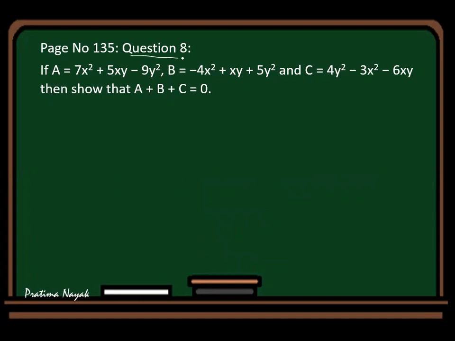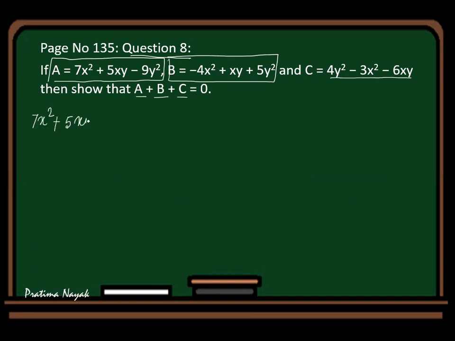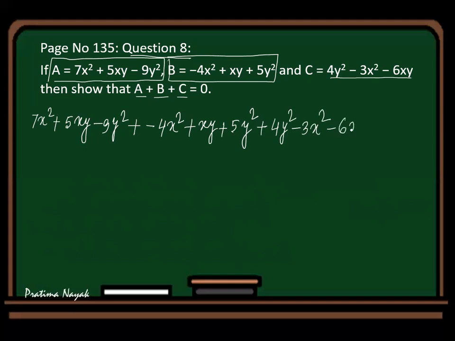Next, question number 8. A is this algebraic expression, B is another algebraic expression, −4x² + xy + 5y², C is another expression, 4y² − 3x² − 6xy. You have to show that the sum of A, B, C is equal to 0. So go on writing: 7x² + 5xy − 9y², A. Then B is −4x² + xy + 5y². I'm not putting a bracket because I'm not subtracting. I can write as it is, 4y² − 3x² − 6xy.